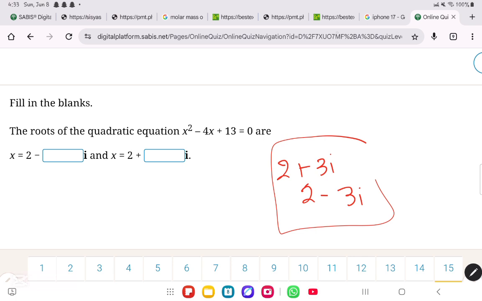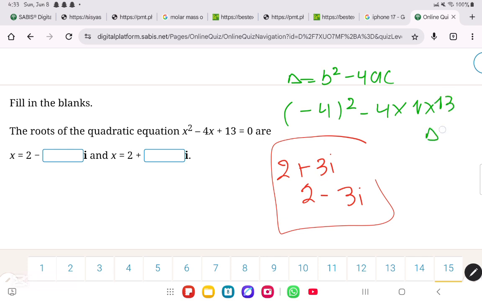But for the people who don't have the calculator, you will need to find the discriminant. So discriminant is b squared minus 4ac. So b in this case is minus 4. So minus 4 squared minus 4 times 1 times 13. Put it on the calculator. Minus 4 squared minus 4 times 1 times 13. You will get an answer of minus 36.